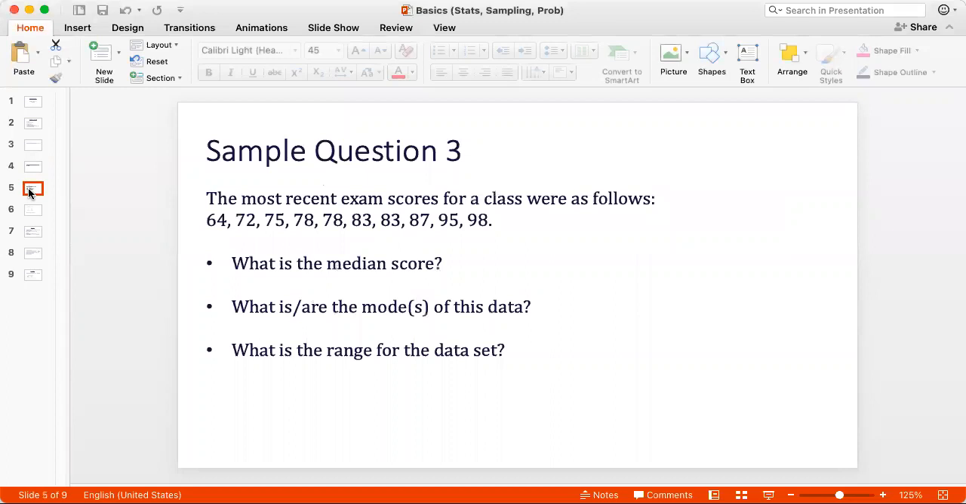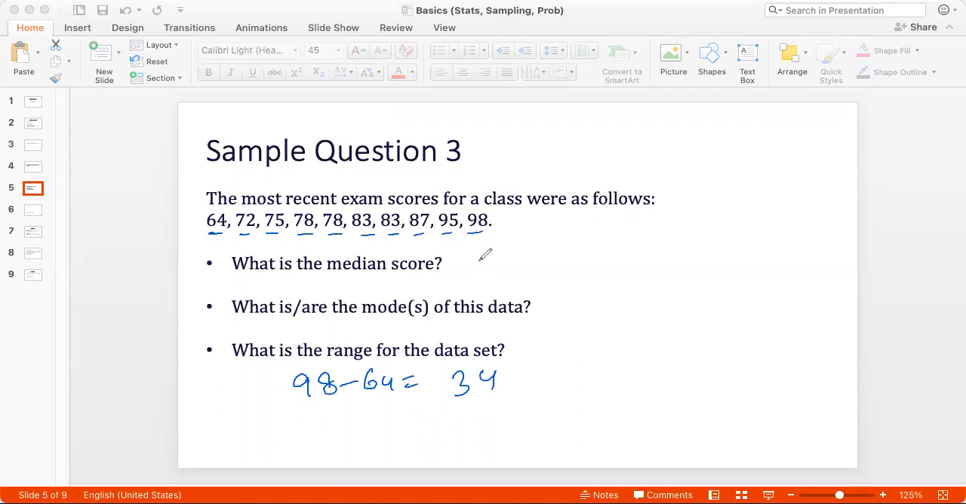Right, in this question, we've been given a data set, the most recent exam scores for a class. We have been asked to find the median, the mode or the modes, and the range. So we already have the data set in ascending order. So the range will simply be 98 minus 64, which is 34, right? How many terms? 1, 2, 3, 4, 5, 6, 7, 8, 9, 10.